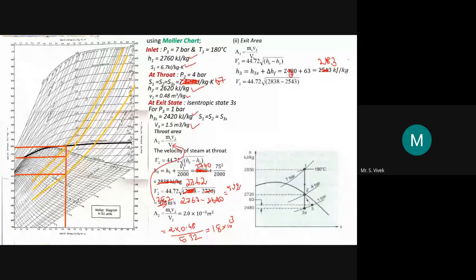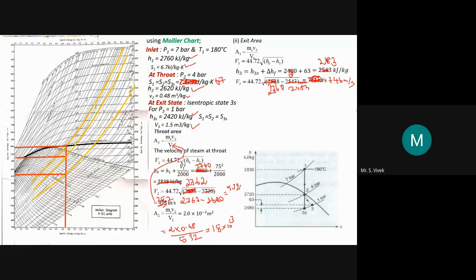Then what is V3? H0 is equal to 2760 minus 2483. What is the velocity value? 746 sir. 746 meter per second. Okay.